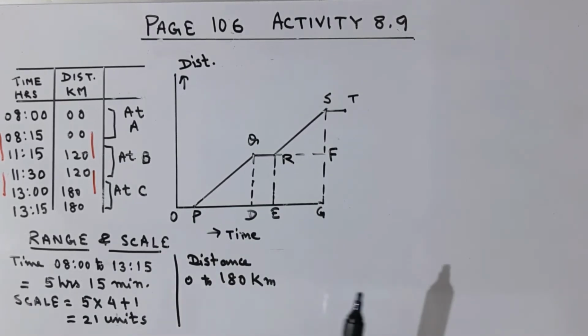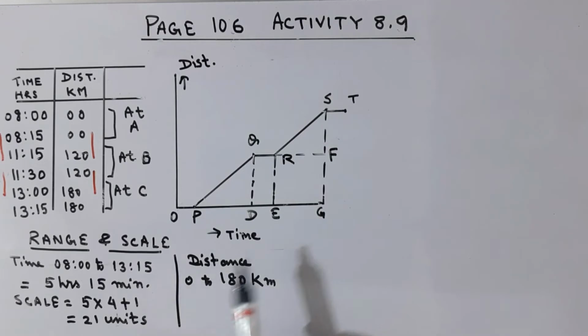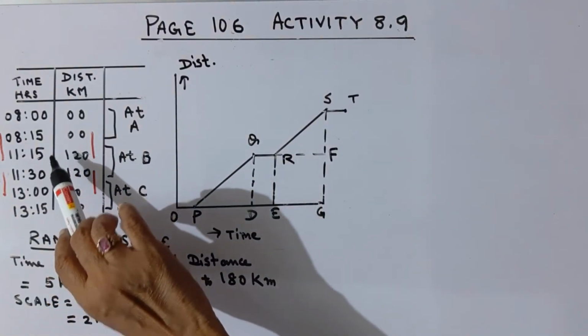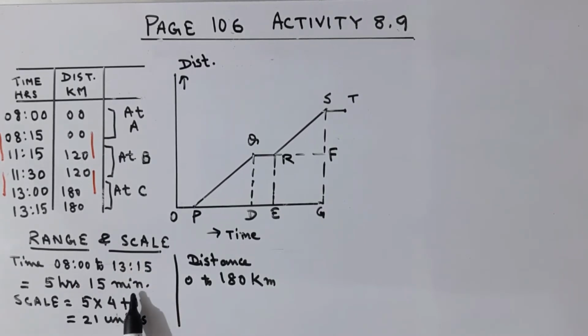The most difficult part here is to find the range and to choose the scale, since time is not given in a very simple manner. So let us see, time is from 0800 to 13:15 hours. So in total it is 5 hours 15 minutes. 13 minus 8 is 5 and this is 15. 5 hours 15 minutes.